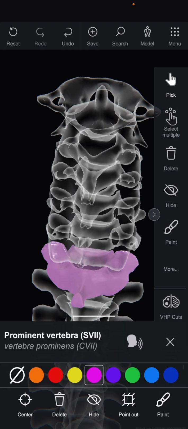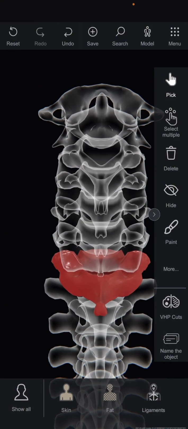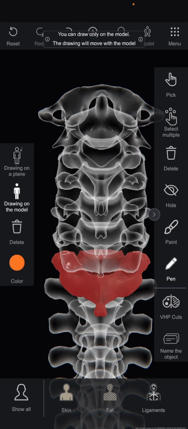You can look here: we have no bifurcation. Here you can see we have the prominence. This is the prominence which we can palpate from the back side of our neck. This is the prominence, and the other formations are the same.